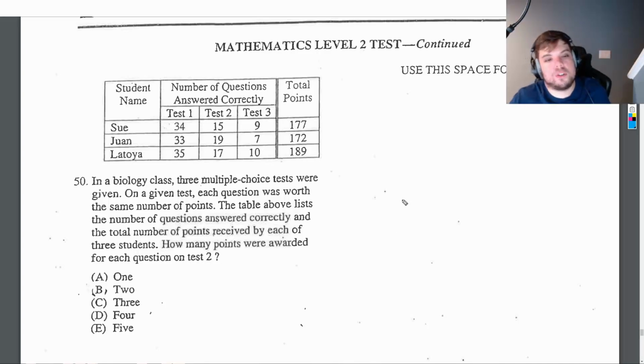Like, so let me just try something. What if the weighting was like 2, 3, and 4? So it would be 2 times 34 plus 3 times 15 plus 4 times 9. I'm under. Not that far under, though.